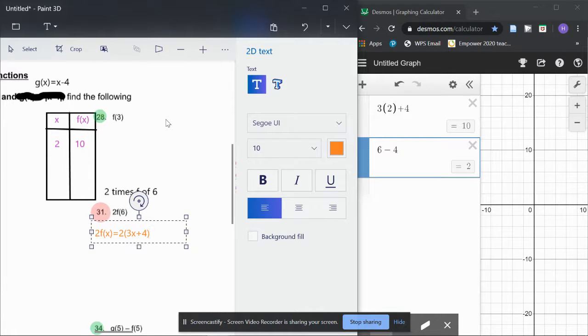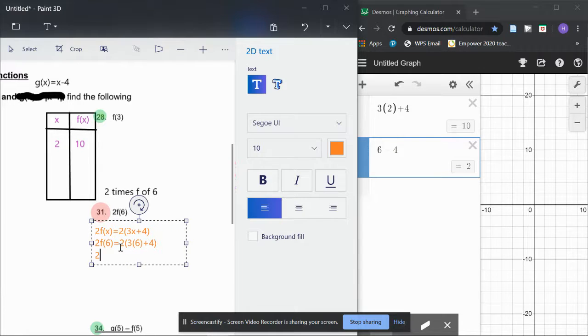And then, for me, this makes it really clear that now when I do 2 times f of 6, my 2 stays the same, my parentheses stays the same, 3 stays the same. Now we're going to put 6 in where that x was, and then we're going to add 4, and then we're going to close that parenthesis to show that I'm multiplying this whole thing by 2.